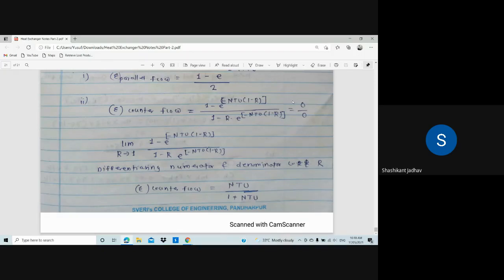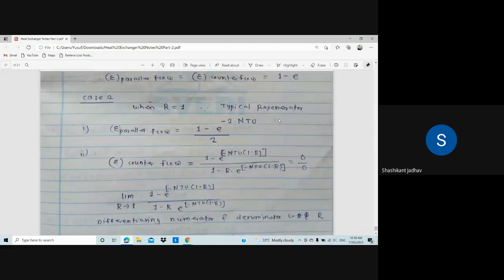Then case number 2 I have considered, that is when R is equal to 1, then we get the effectiveness for the parallel flow heat exchanger as (1 - e^(-2 NTU))/2. And for the counter flow, we have used L'Hospital's rule, and by using L'Hospital's rule, we get the effectiveness as NTU divided by (1 + NTU).